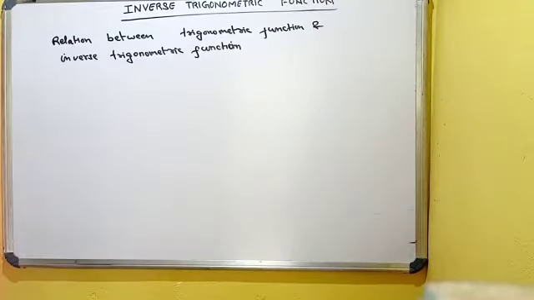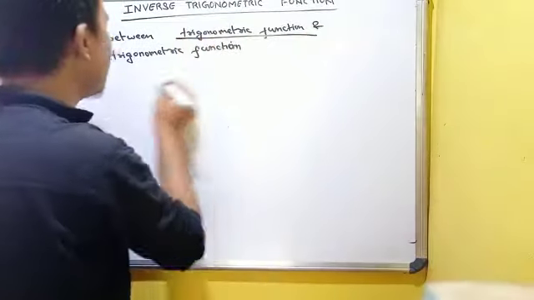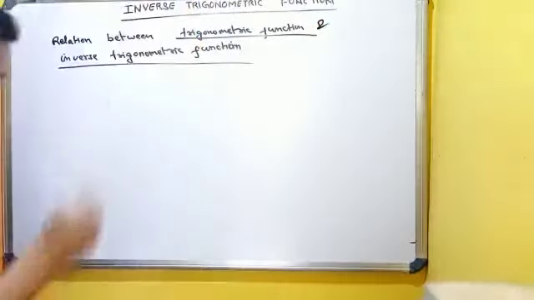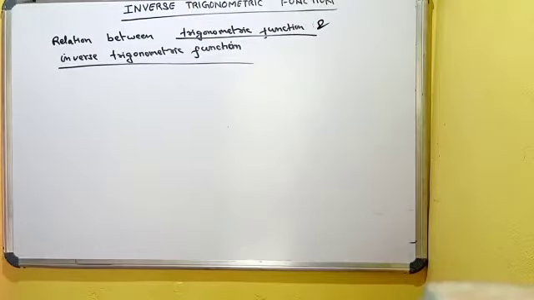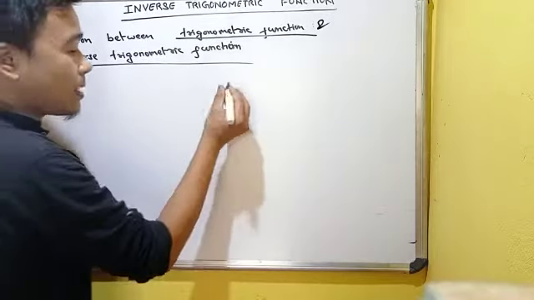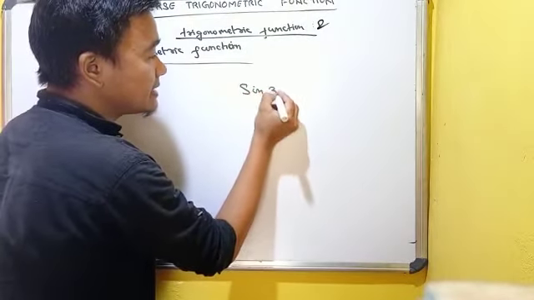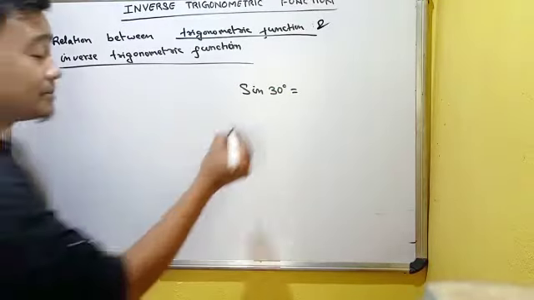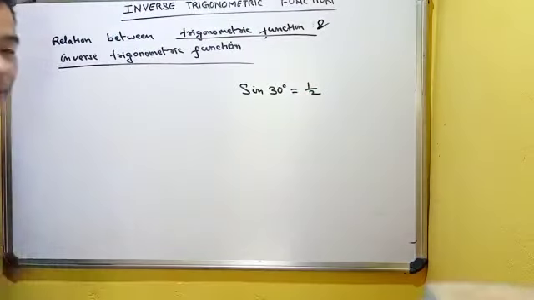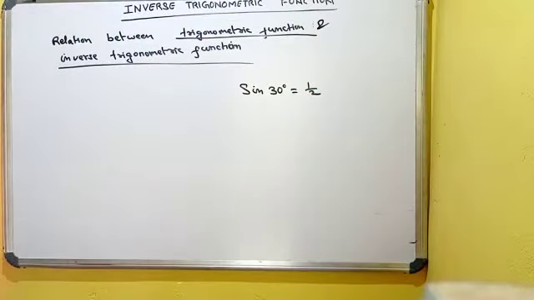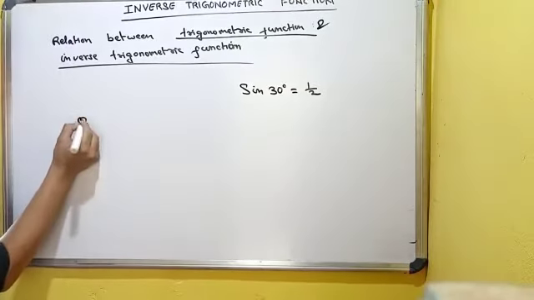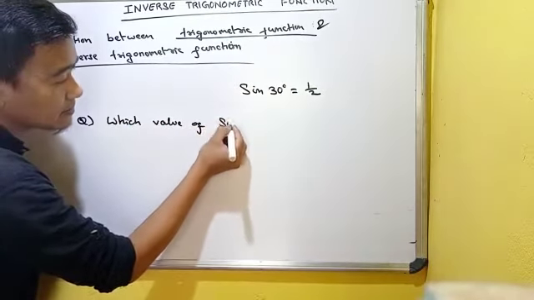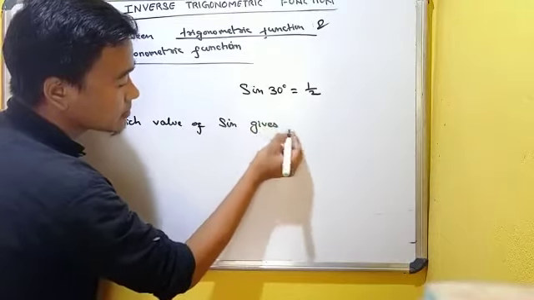Okay, now let us try to clear what is the relation between trigonometrical functions and inverse trigonometrical functions. If someone asked you what is the value of sine 30 degree, you can easily answer it. So what's the value of sine 30 degree? Half. But instead of asking this question, if someone asked you which value of sine gives half?